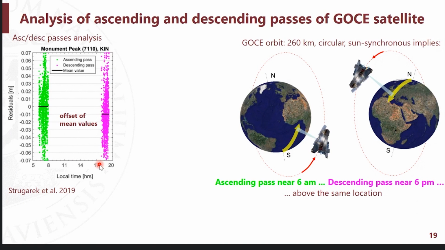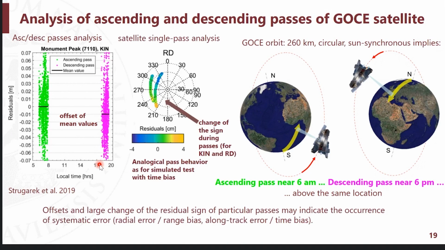And when we follow the analysis by analyzing each single satellite pass, we can find some anomalous passes in which, for ascending and descending passes, and for 2 types of orbits, we can observe a characteristic change of the residual sign from highly negative to highly positive, which may indicate that here we have a problem, for example, with systematic errors such as time bias. So by analyzing single satellite passes, we can detect stations which are affected by systematic errors.